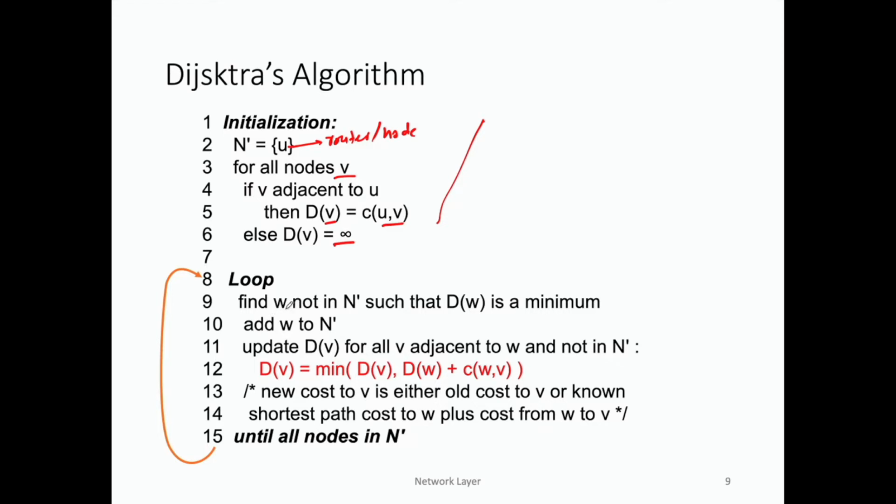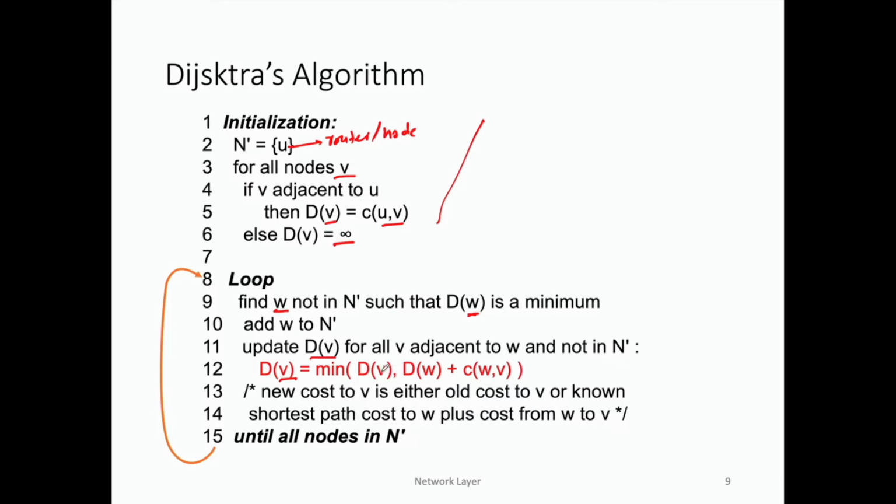And we try to find a node w not in N, such that the cost to reach that node w from U is minimum. So we try to identify among the nodes in the network those for which we have not yet identified the cost. Then we add a node w to N such that the cost to reach from U to w is minimum. Okay, so we add w to N, and then we update the cost to reach all the destinations V from U using this formula. What it says is that the cost to reach destination V is the minimum of these two.